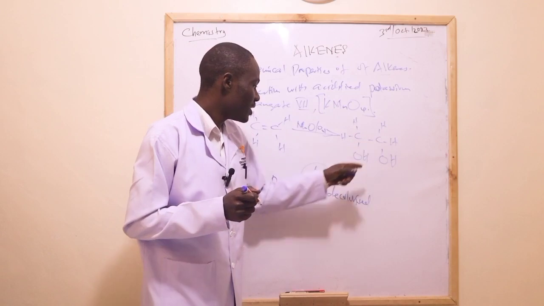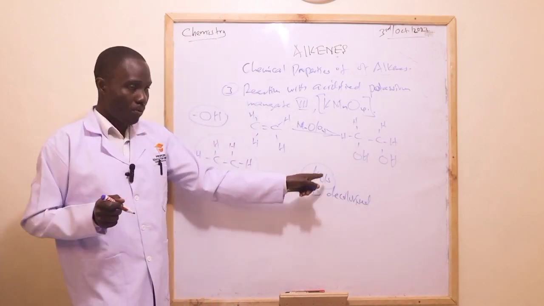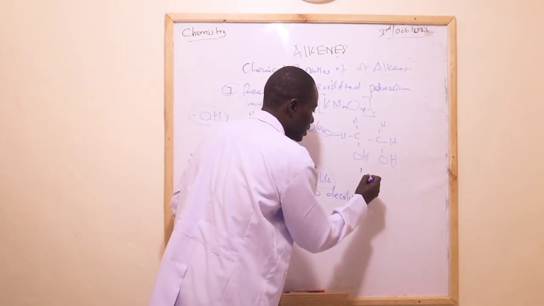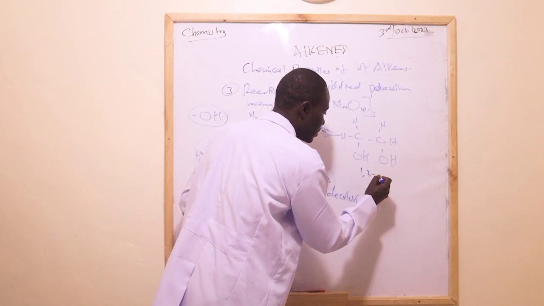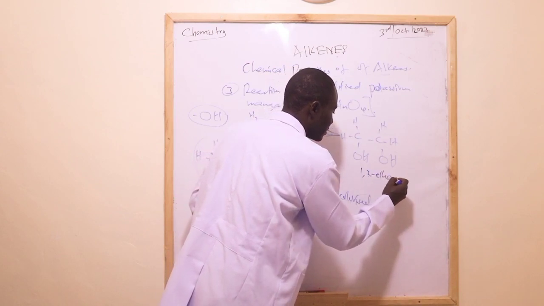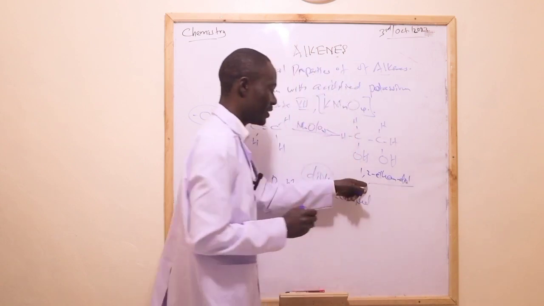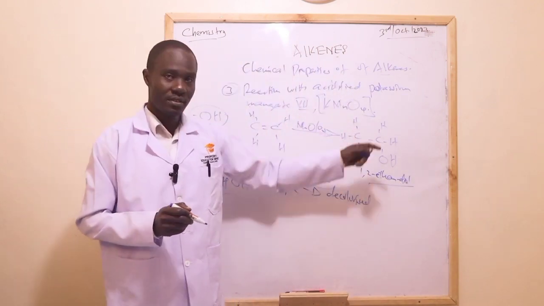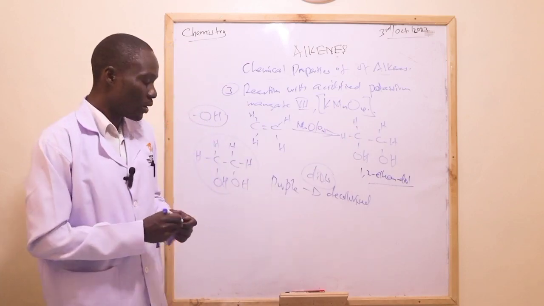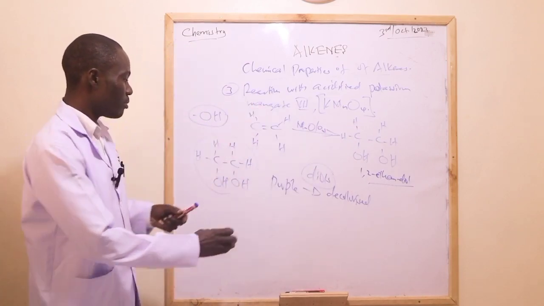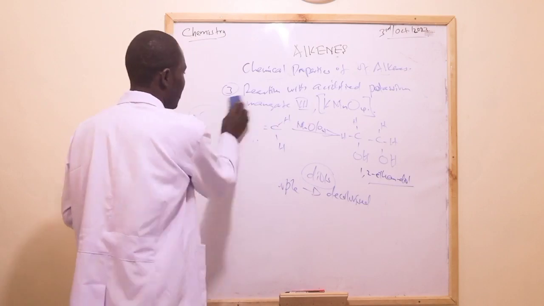So the name of this diol compound is 1,2-ethane diol. That's the name of this when you name it. Now, allow me to wrap up this.